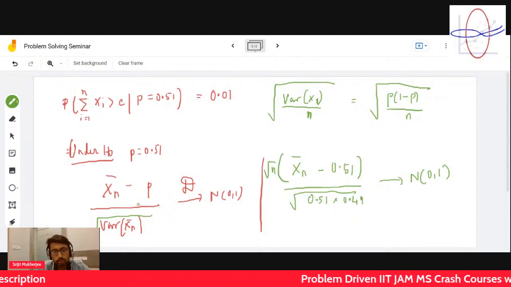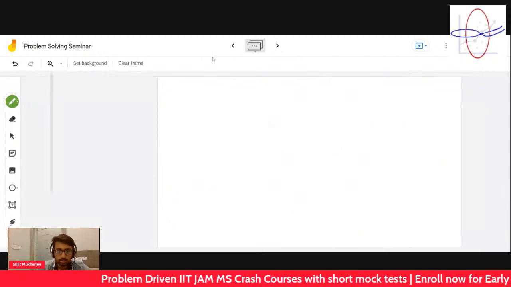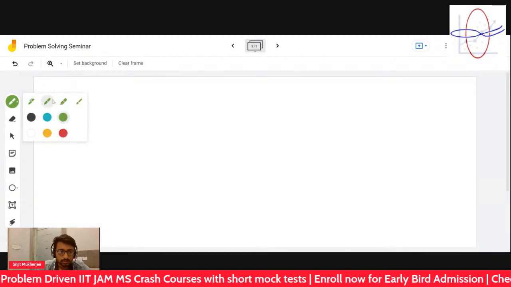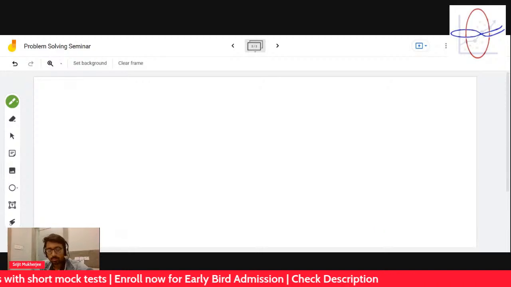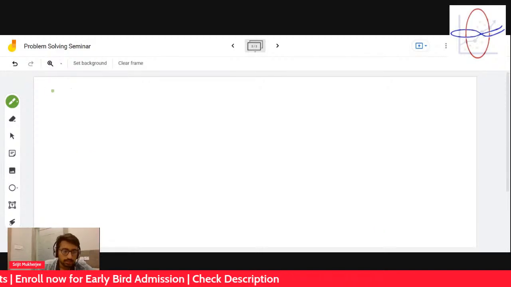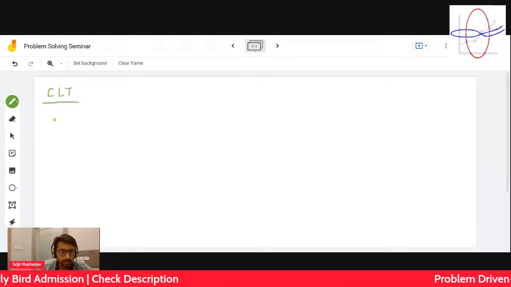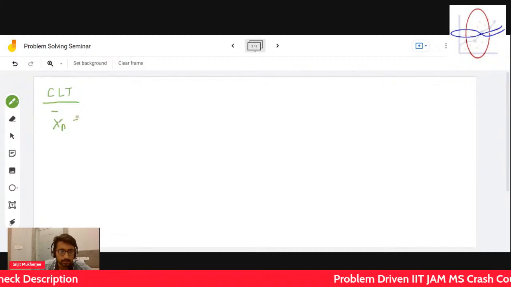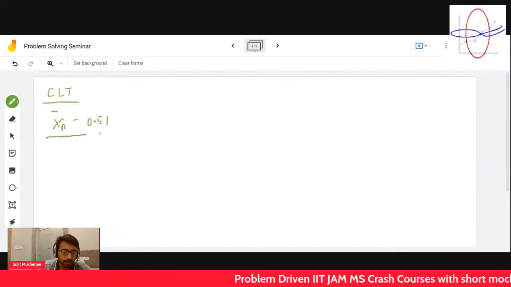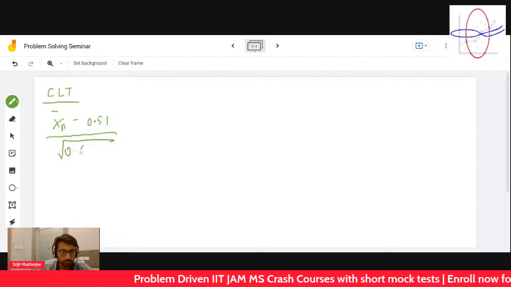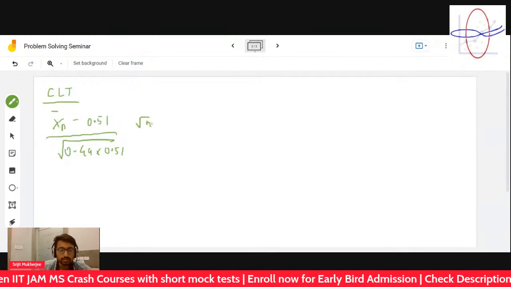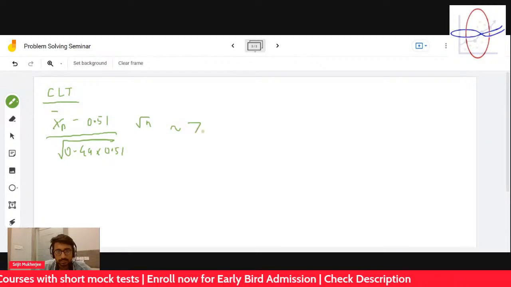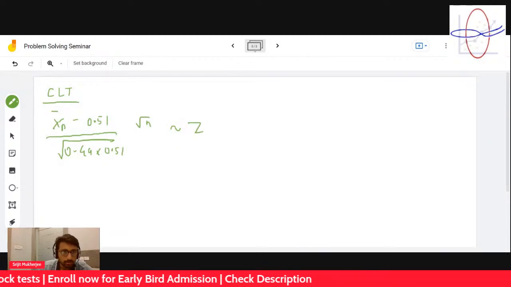So this is converging to normal 0, 1. Okay. So what will we assume? We will assume this behaves like z. So how will we write this? Assuming the central limit theorem, by CLT, Xn bar minus 0.51 by root over 0.49 times 0.51 times root n behaves like z, that is the normal 0, 1, standard normal.